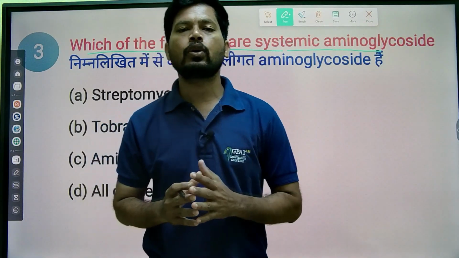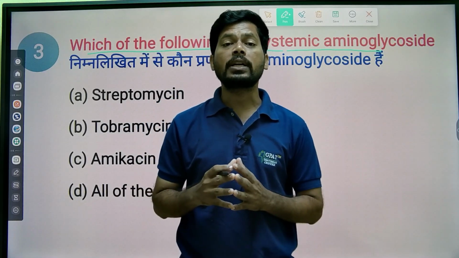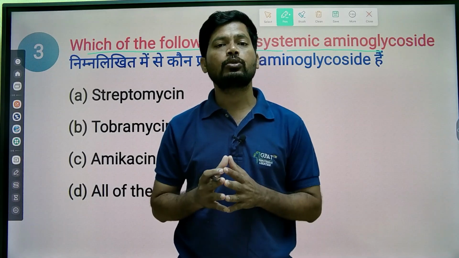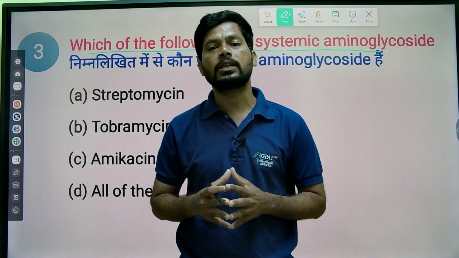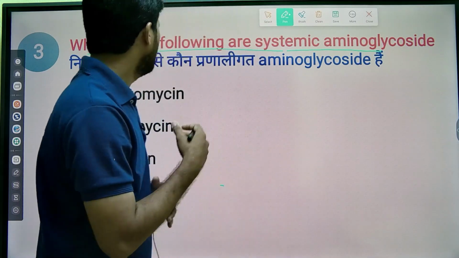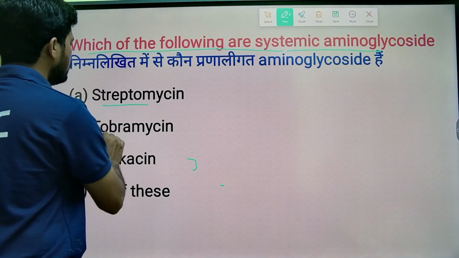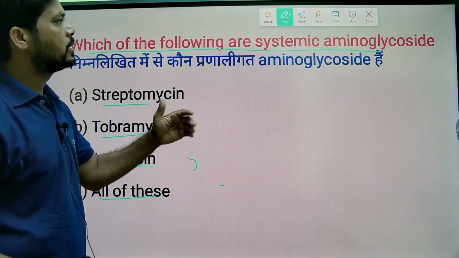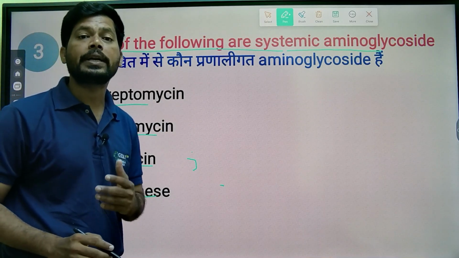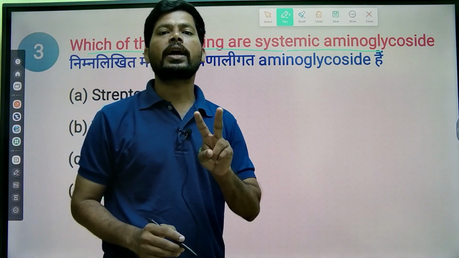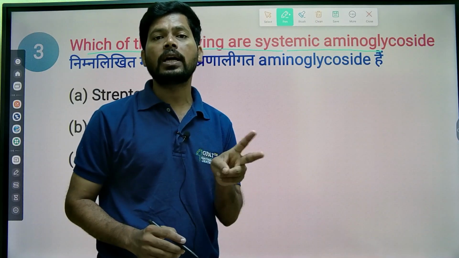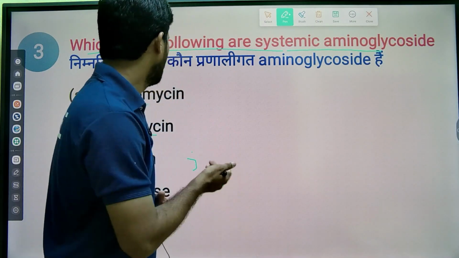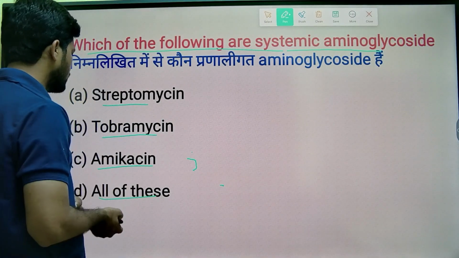All aminoglycosides are active by binding to the 30S ribosomal subunits and inhibit protein synthesis in the bacterium. And the options are streptomycin, tobramycin, amikacin, all of them. Here, systemic aminoglycosides are those directly taken into the blood. There are two categories of aminoglycoside, topical as well as parenteral. Parenteral means directly taken into the blood system.